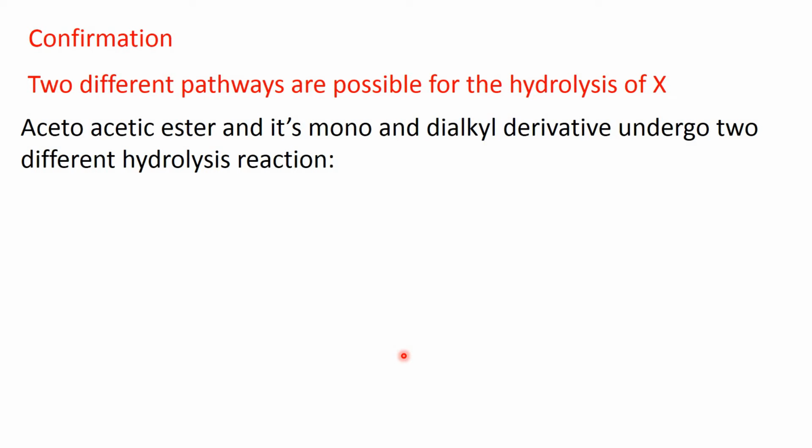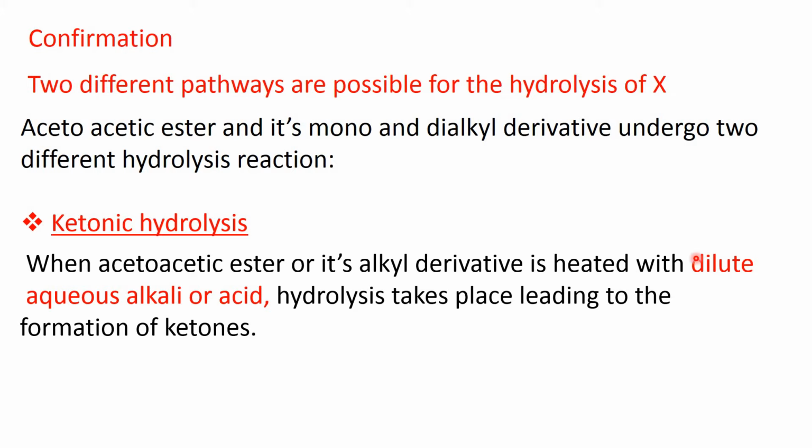Now, another clue is two different pathways are possible for the hydrolysis of Mr. X. Acetoacetic ester and its mono and dialkyl derivatives undergo two different hydrolysis reactions. That means two different pathways are possible. Number one, ketonic hydrolysis. In ketonic hydrolysis, the reagent is dilute aqueous alkali or acid. And here the products are ketones.